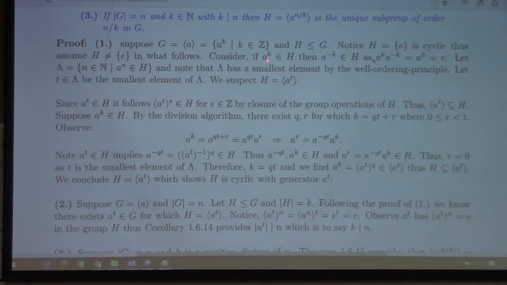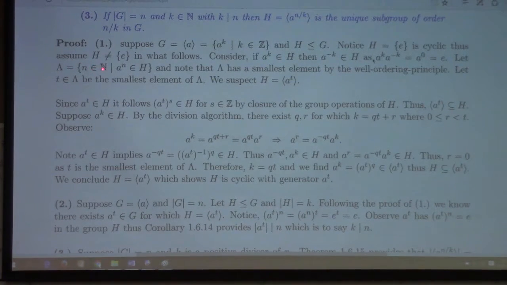So if a to the power k is an element of H, then a to the minus k is also in H, because a to the minus k serves as the inverse, right? And a subgroup is a group, so it's closed under inverses, so that has to be in there. So it follows that for every power in your subgroup, you have minus the power. So you can look at the set of powers possible for the subgroup, the positive powers rather, right?